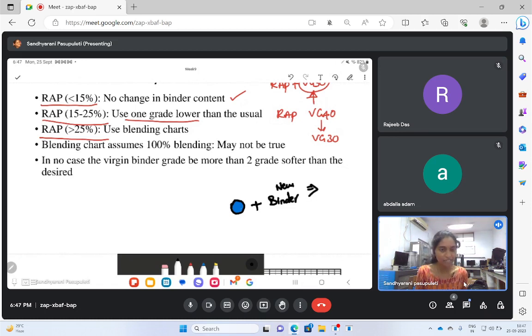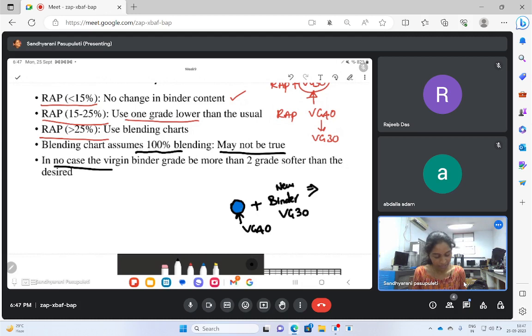So when I added this new binder, we know this new binder is, let us say, VG30. This coated binder is VG40. We are here assuming that this VG40 and VG30 are going to blend completely. That means when I mix this VG40 and VG30, we are not sure whether they will blend perfectly or not, but we are assuming according to this blending chart that they will blend 100%. This is one of the assumptions that may not be true.